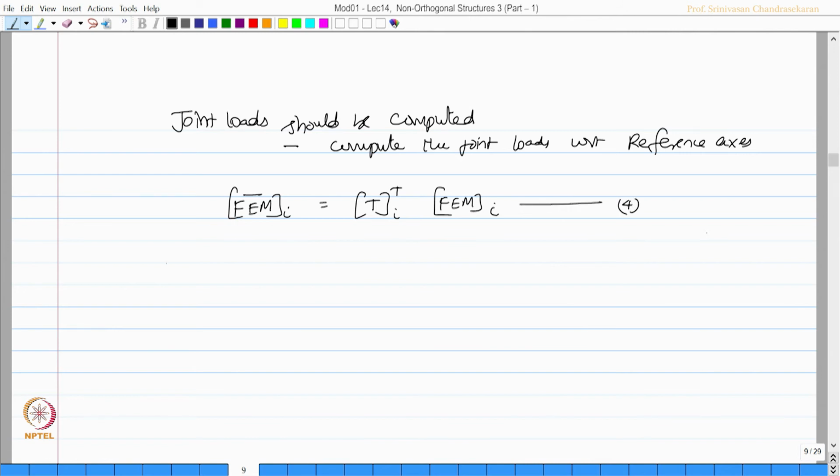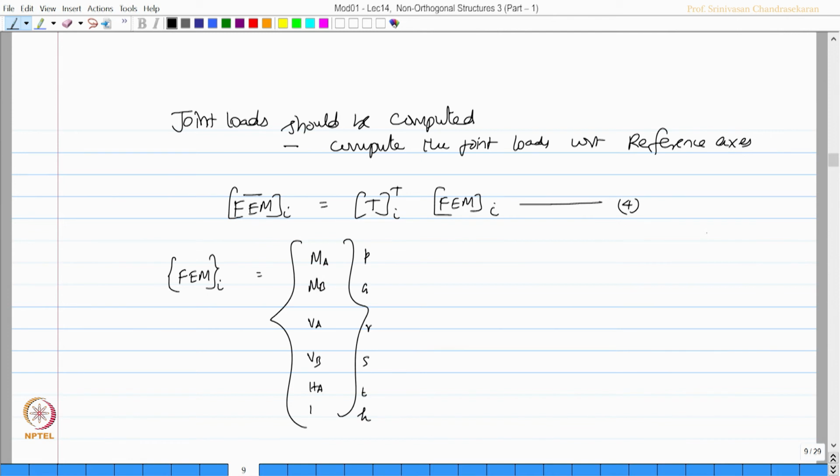Okay. Now, for our understanding, let us recollect the fixed end moment of the ith member. It is simply the values of P, Q, R, S, T and H. So, I should say this is going to be M A, M B, V A, V B, H A and H B. Okay. So, that is how we can compute for each member.